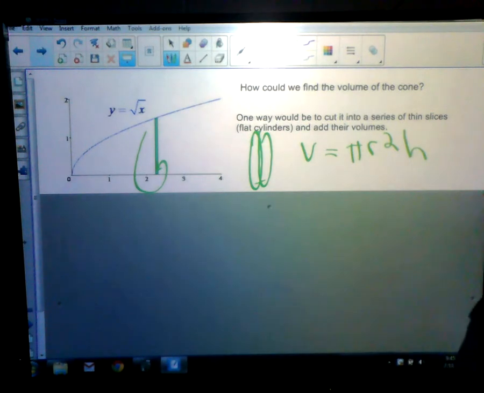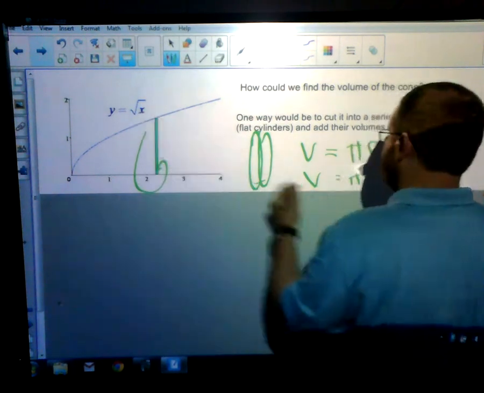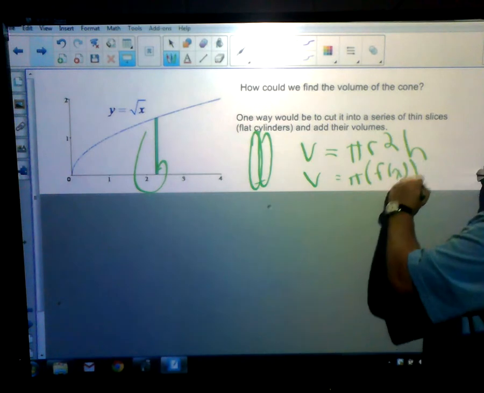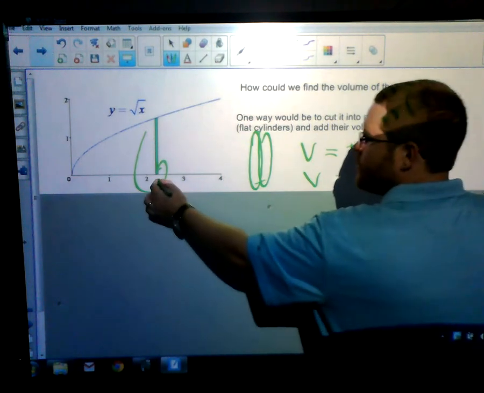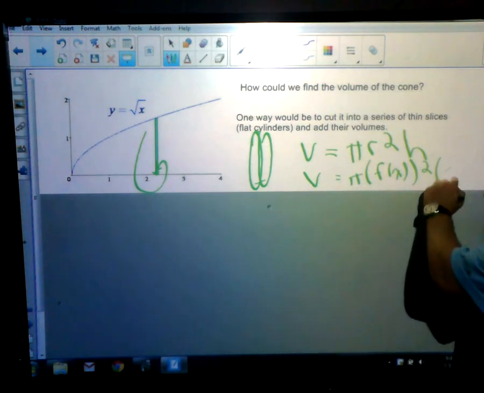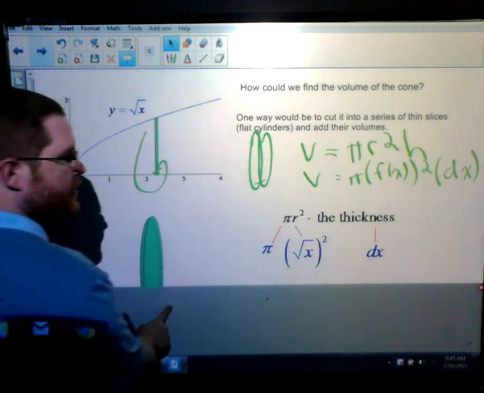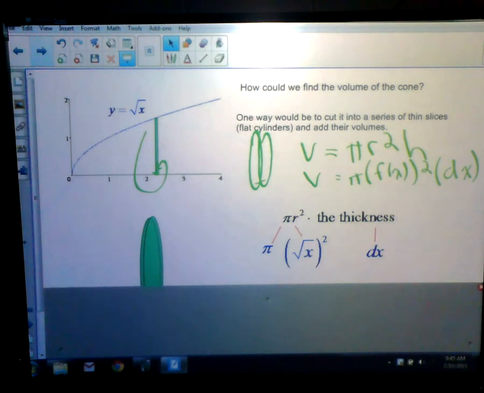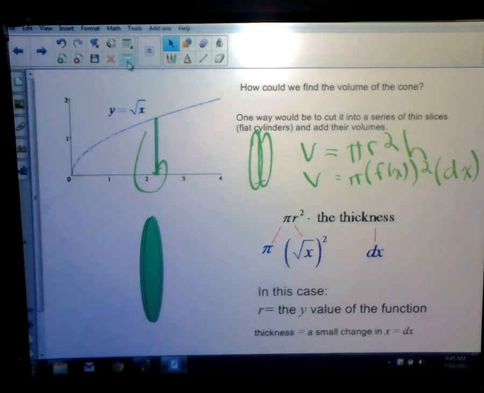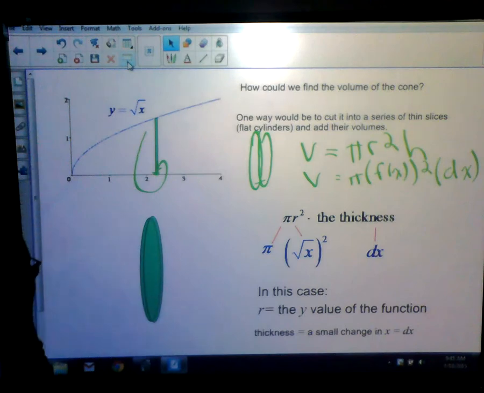Well, let's figure out what some of this stuff is. Pi is always pi. The radius is the function. And h, how tall is it? Well, it's as tall as this is. But I want it to be really, really small. So I'm going to put a dx in here. That shows me that I'm using a really small cylinder. And the r value is the function, in this case, the square root of x. But it could be any function. So that's for one cylinder. One tiny little disc is what we call these things.